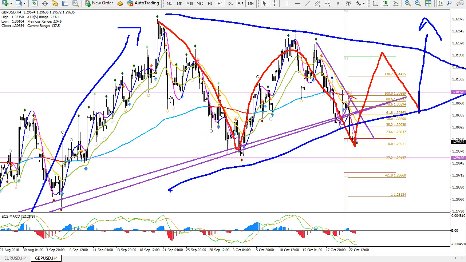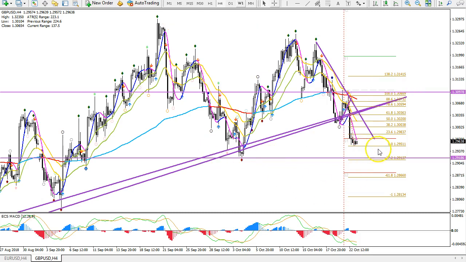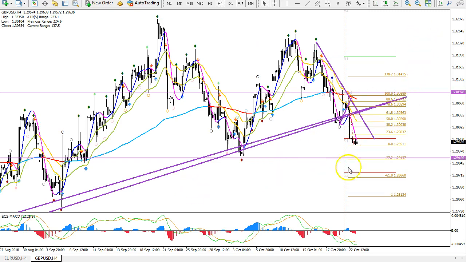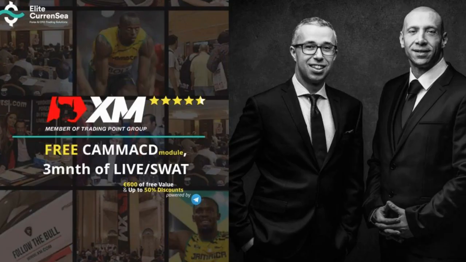So this doesn't seem likely at the moment, but if you get a break above the 50 fib, if you get a break above the 78.6 fib, then in that case, we fail to break below this low, and we have a lower high and a higher low, and this could turn into a triangle, a bullish triangle probably in that case, that could break to the upside. All right, that's it for now.